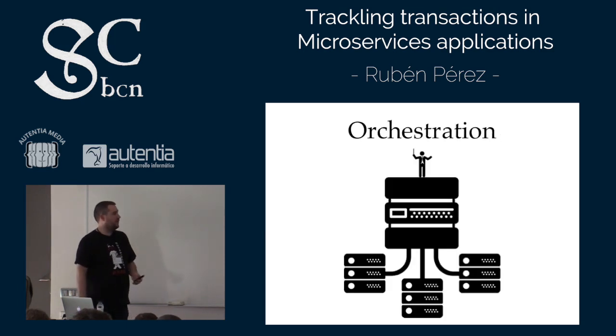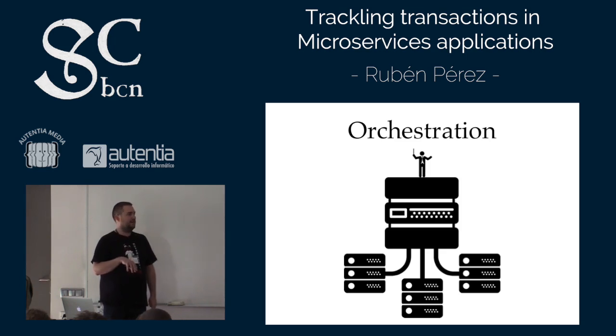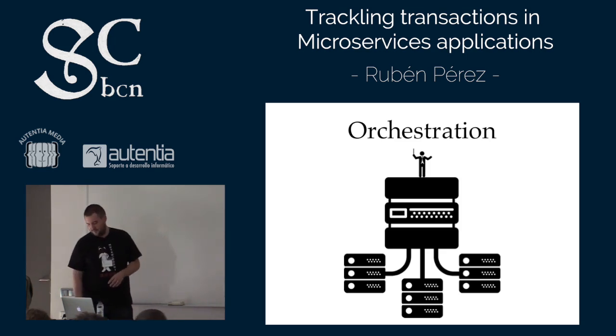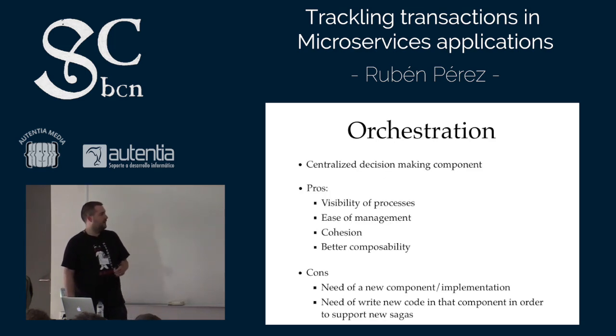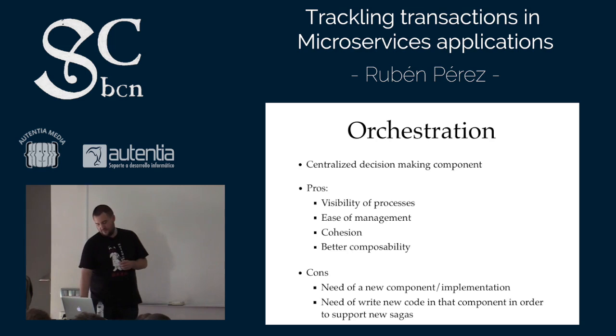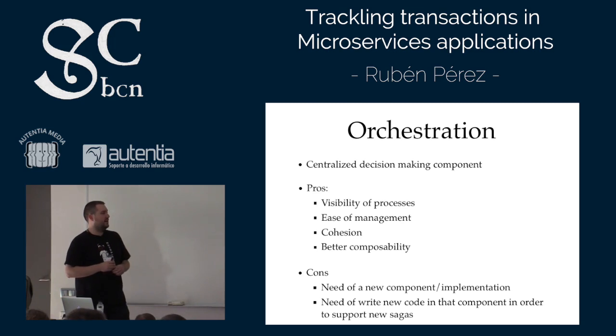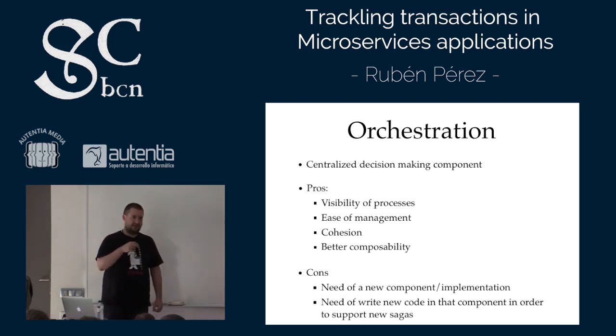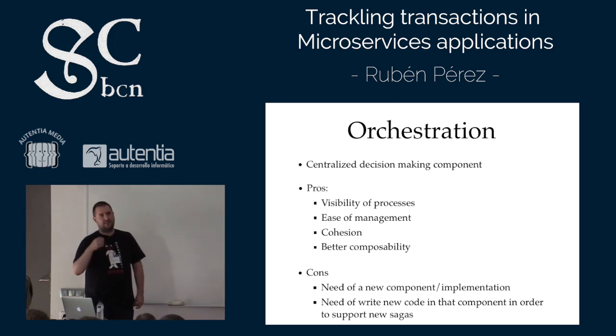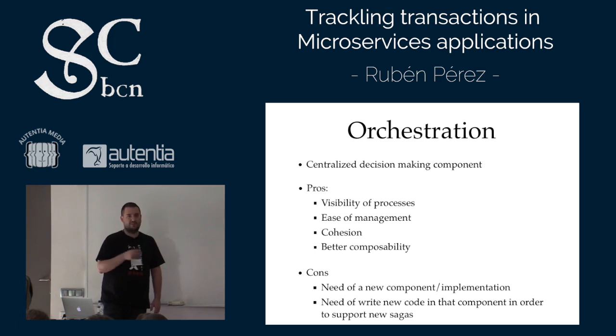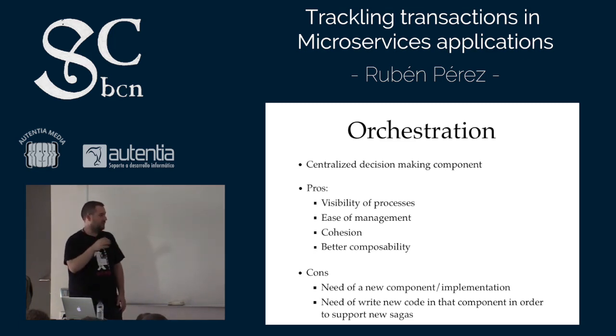Another option is orchestration. Here we have a central coordinator, a central component that is in charge of handling the interactions between the services and handling the flows. So here we have a centralized decision-making component, and also we have some pros that we have better visibility of processes and ease of management. Given that we have an actual component for that, it's quite easy to monitor that, it's quite easy to alert from that, it's quite easy to extract metrics from that, to draw dashboards if you want to. You can do whatever you want because it's an actual component.